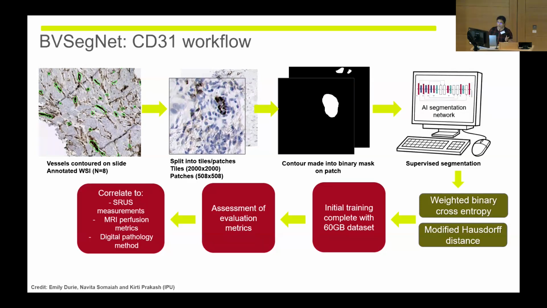And then we used two loss functions, which are weighted cross entropy and modified Hausdorff distance, to regularize the network. The amount of training data from the 8 WSI that we had is 60 GB, with 70% for training and 30% for validation. And then we assess them.